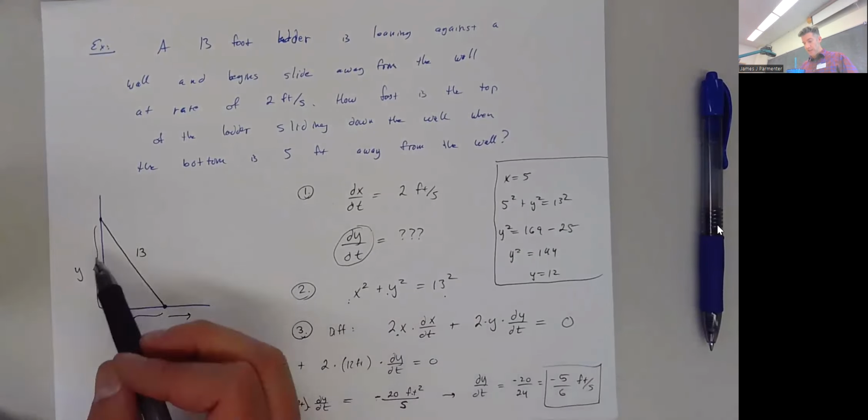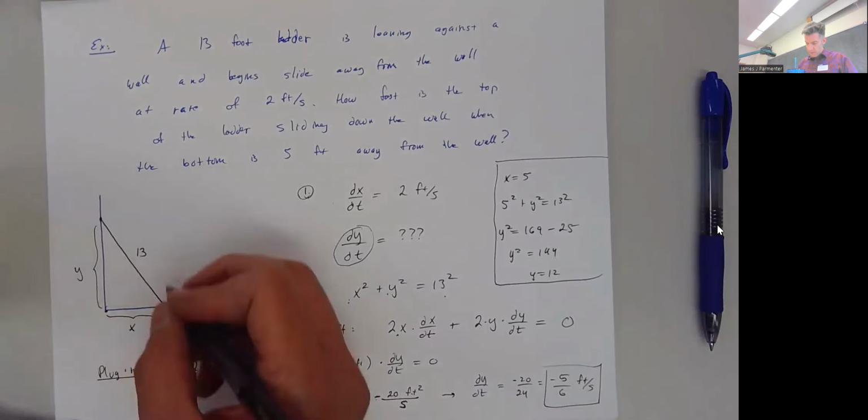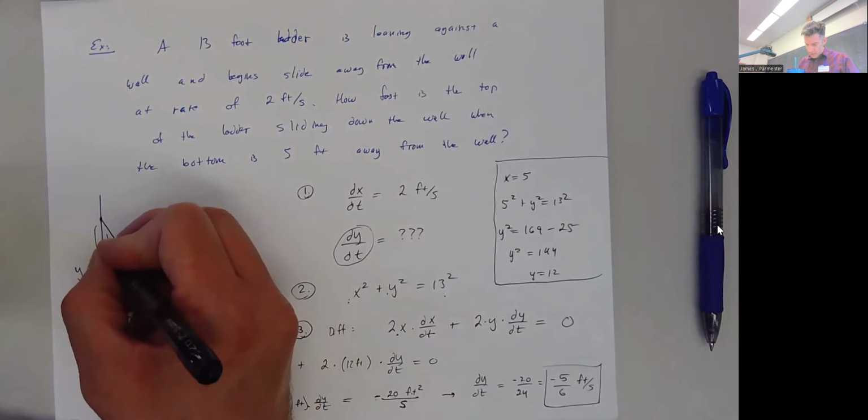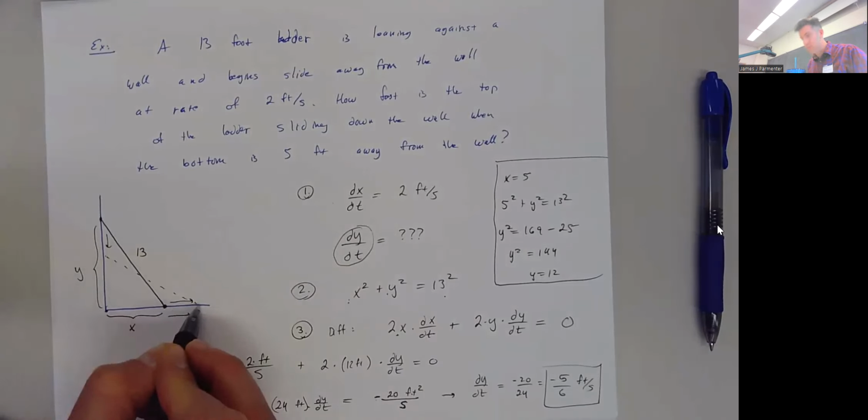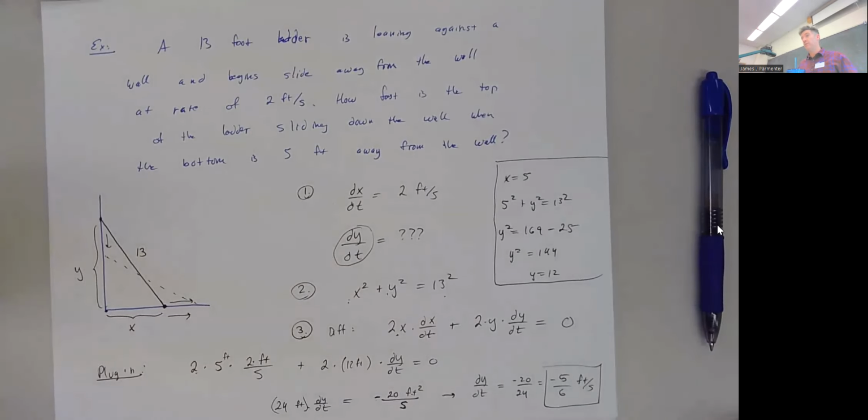Well, let's think about it. If this is sliding down, so I write this goes this way and that way, are the y things getting bigger or smaller? Smaller. So yeah, if something's getting smaller, it makes sense that its derivative is negative.